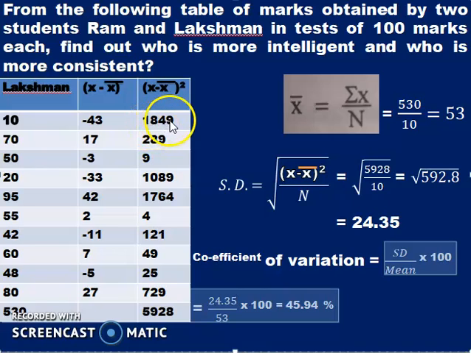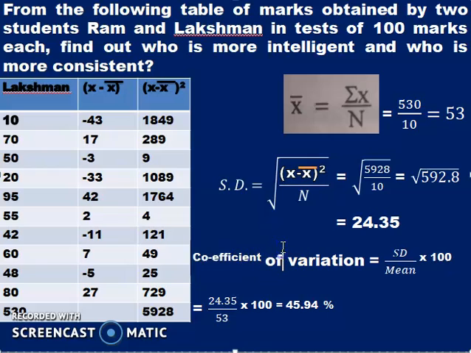So it's 1849. Next 289, next 9, next 1089, next 1764, then 4, then 121, then 49, then 25, then 729. So the total of this is 5928. So we have to find the values.